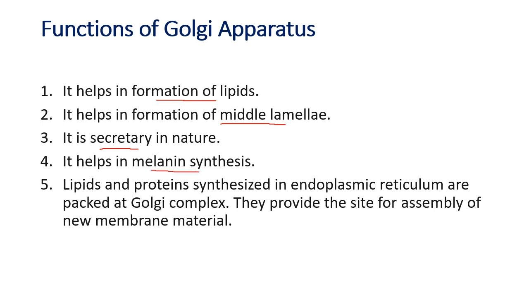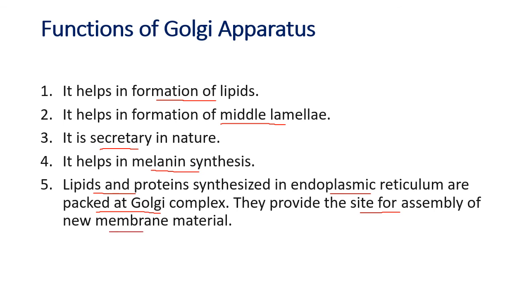Melanin is a chemical which determines the color of the skin. It causes the color of the skin or the color of the cell. It's a chemical for the response to sunlight and light. Now, lipids and proteins which are synthesized in the endoplasmic reticulum are made there but are packed at the Golgi complex in the vesicles. So lipids and proteins made by endoplasmic reticulum are made into a sandwich type of thing at the Golgi complex, and this lipoprotein layer is a site for assembly for new membranes.